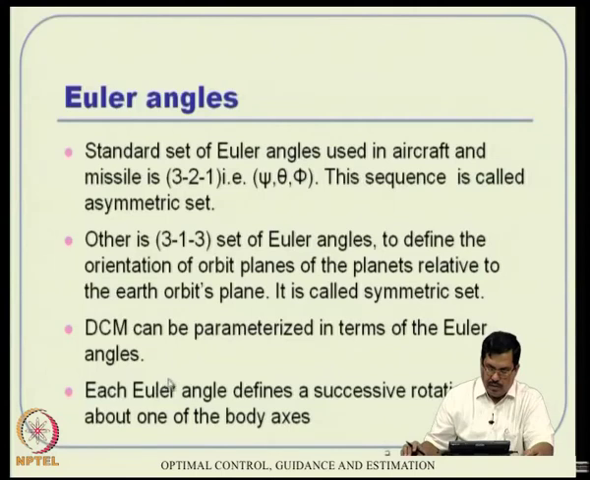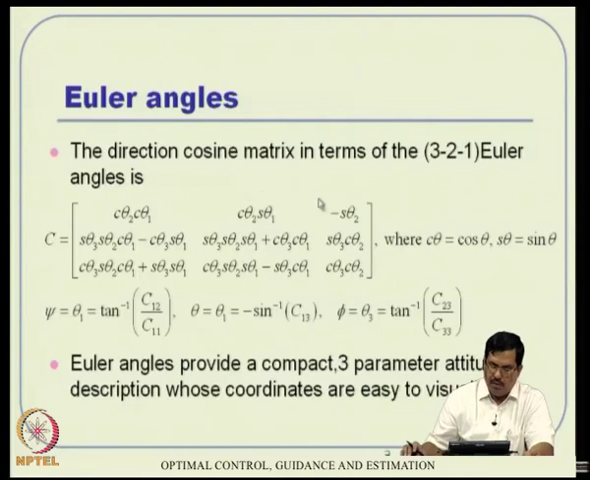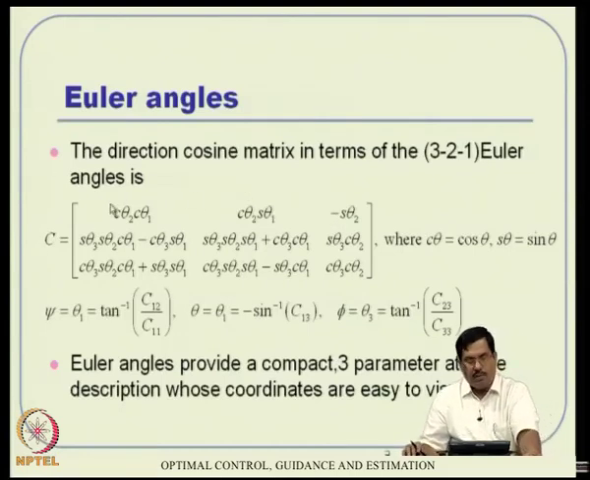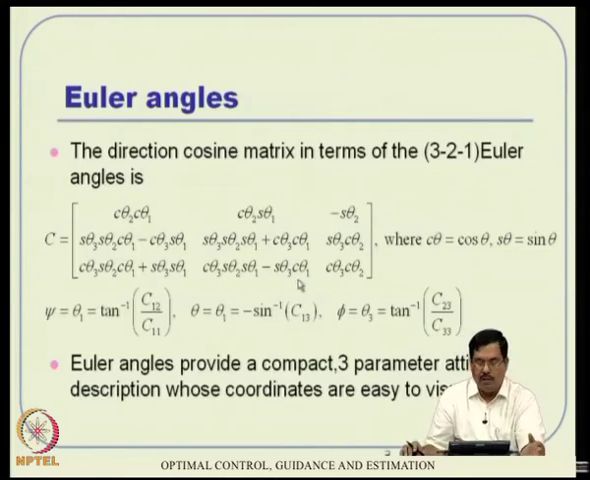The direction cosine matrix can be parameterized in terms of Euler angles, and we will see that relationship also. Obviously, Euler angles define successive rotations, as we discussed. If you have Euler angles theta 1, theta 2, theta 3, instead of writing theta, phi, psi, you can also write in the 1 to 3 notation. Then the direction cosine matrix turns out to be like that, where C theta stands for cos theta and S theta stands for sin theta.